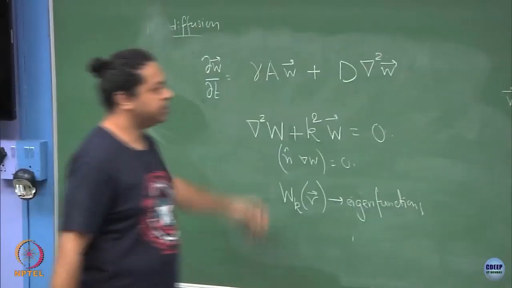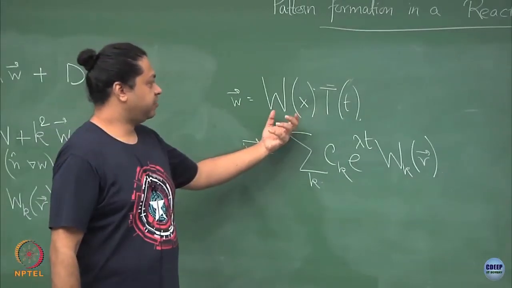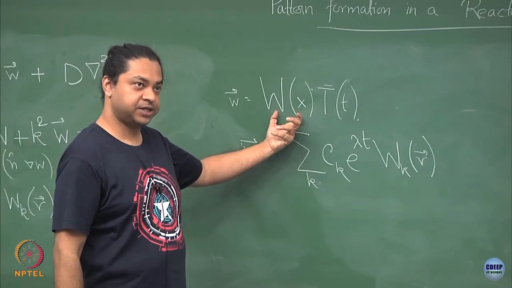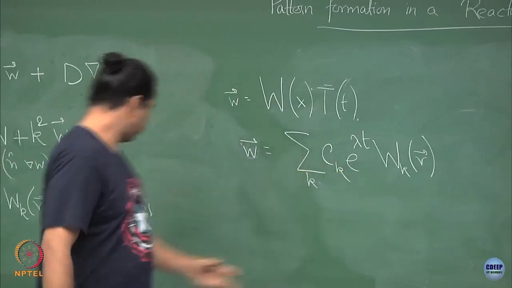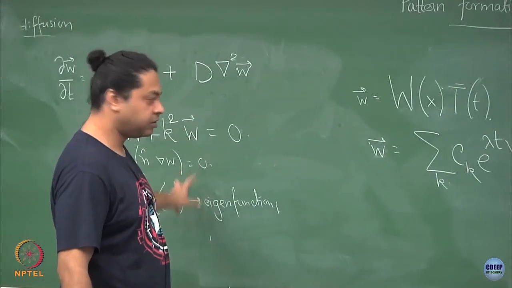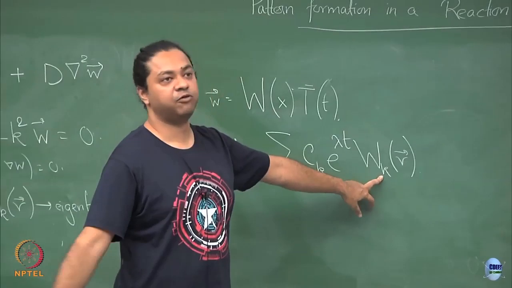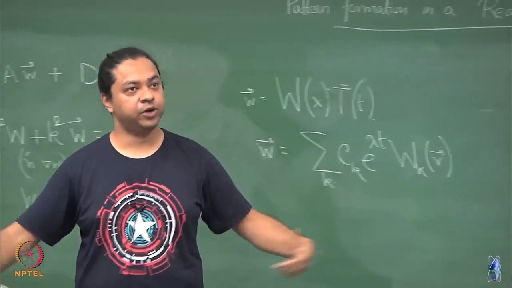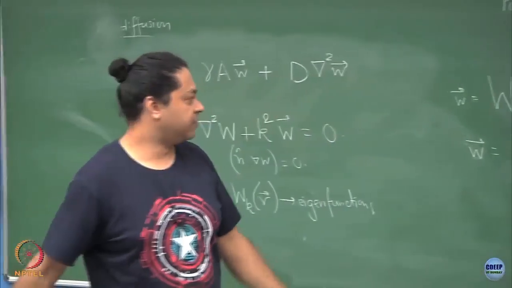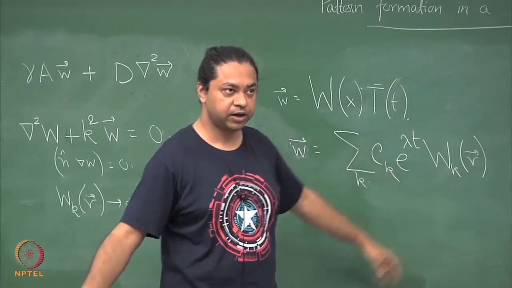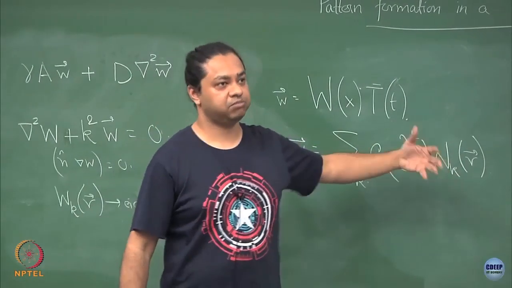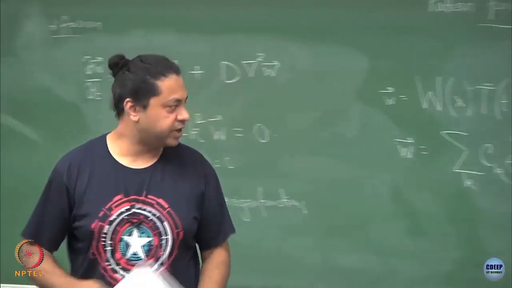You do a separation of variables, you get a set of basis functions from the equation of this spatial part, which are these W k, which obey whatever boundary conditions that you have, which means that you will have some allowed wave vectors. For example, if you are doing it in 1D, your eigenfunctions would be some cos n pi x over l or sin n pi x over l, and your allowed wave vectors would be n pi over l, for various values of n.